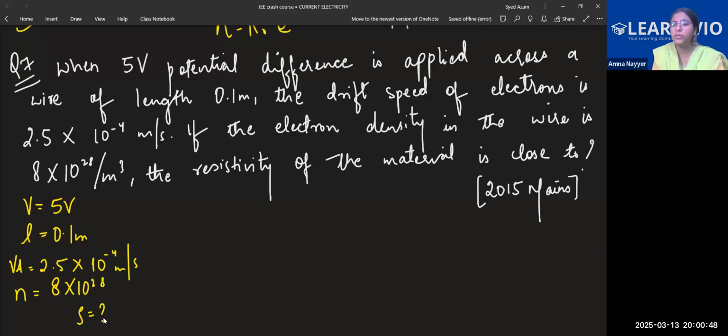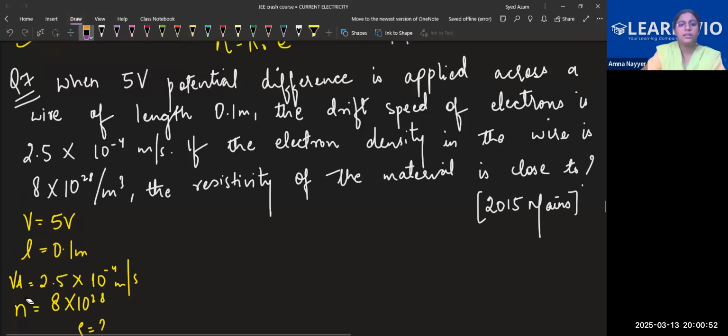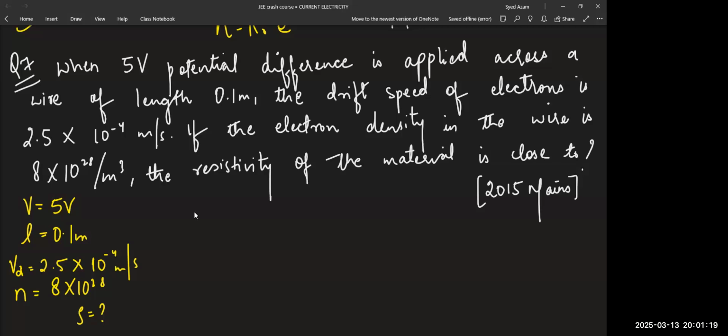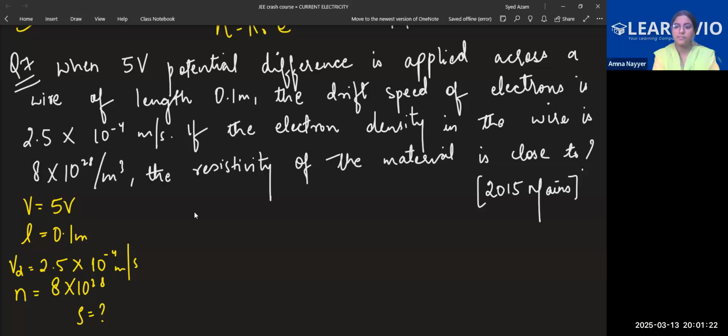So what do you think? How should we proceed with this? All the values that are provided in the question, I have written. By looking at this, how should we proceed? Yes, Meera? Meera, you tell. How should we start the question? Should we first find the current?